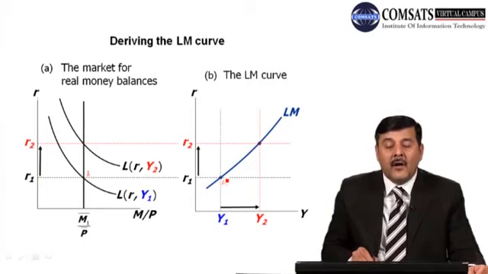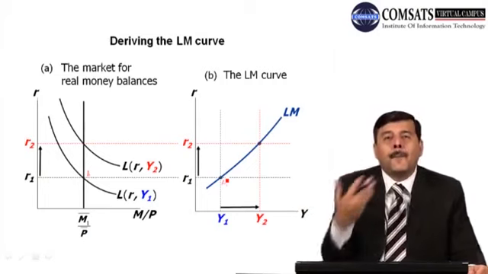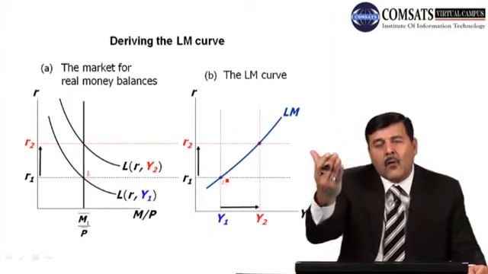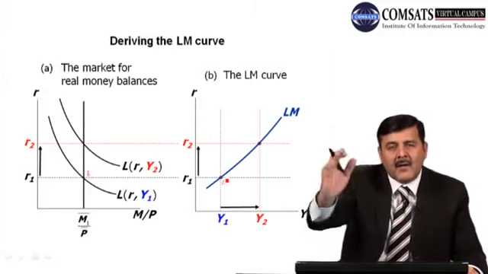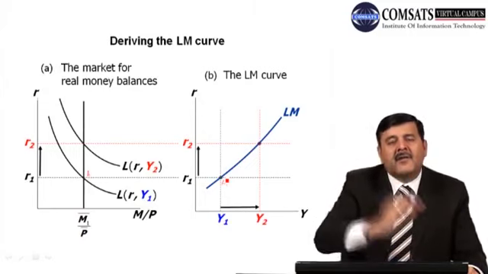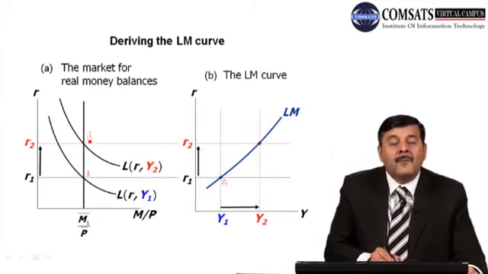Now corresponding to this point A, we have a point A in diagram B, which is the combination of R1 and Y1. Now suppose the demand for money goes up with the increase in income level. If income goes up from Y1 to Y2, income and demand for real money balances have a positive relationship. If income increases, the demand for real balances will also increase. So the demand for money curve, the demand for real balances curve, will shift rightward, right? So what will happen? The money market reaches a new equilibrium at point B, where demand for money is intersecting the supply of money curve.